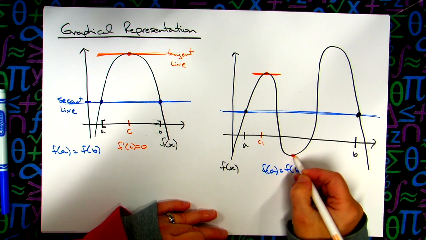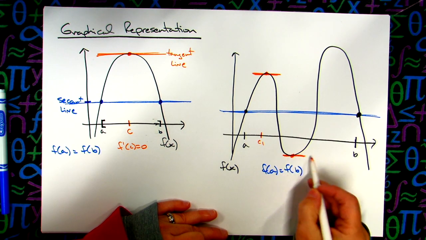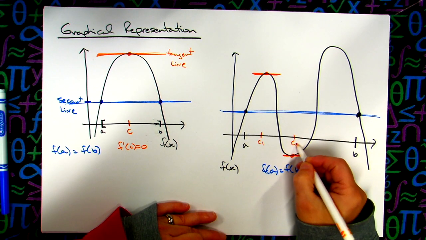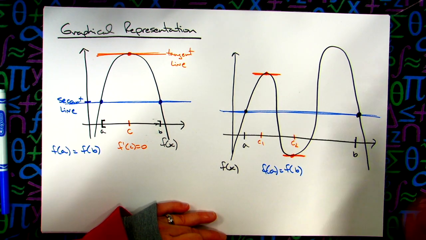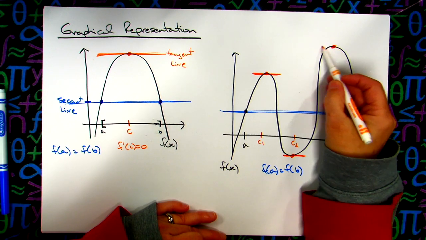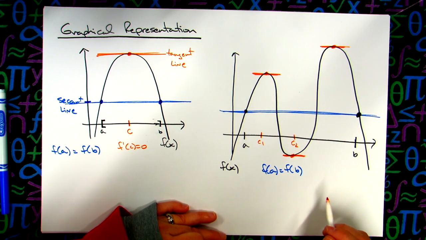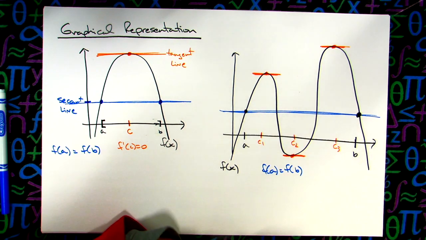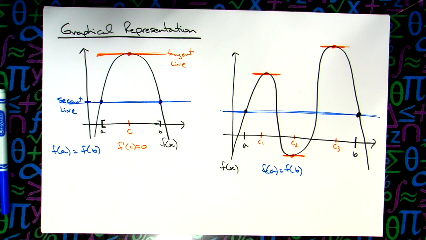All right, here's another one where the tangent line is 0. The slope of that tangent line is 0. So there's another C value, C sub 2. All right, here's another peak or valley in there. The slope of that tangent line is 0. So then there's a C sub 3. So there's 3 values of C inside there. All right, so graphically, visually, that's what's going on.